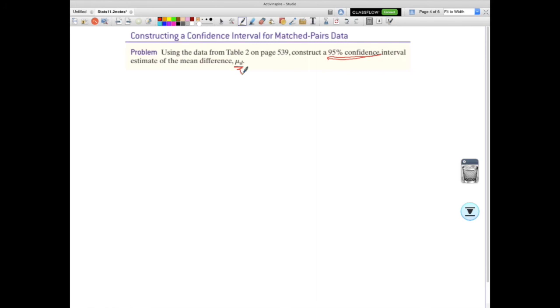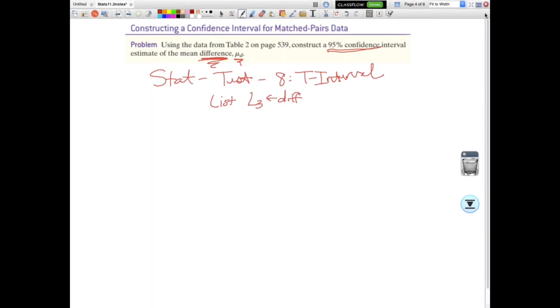So if we're asked to do this confidence interval, it starts off with stat test. Then from there, we're going to go down to 8, which is t-interval. And this is the exact same thing we did before when we were dealing with a t-score, okay? The only difference is that when we get down there to our list, we're not going to plug in L1 or L2. We're doing L3 because, again, L3 represents the difference. And the difference is what we're really looking at here, right? That's even what they say in the question, the difference.